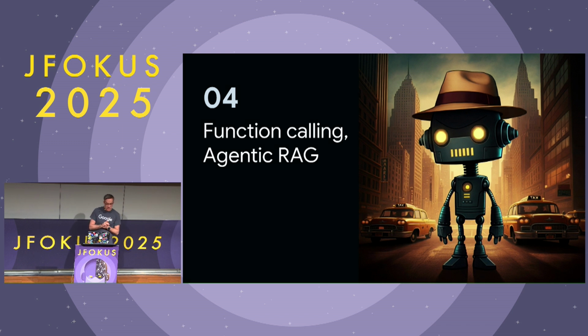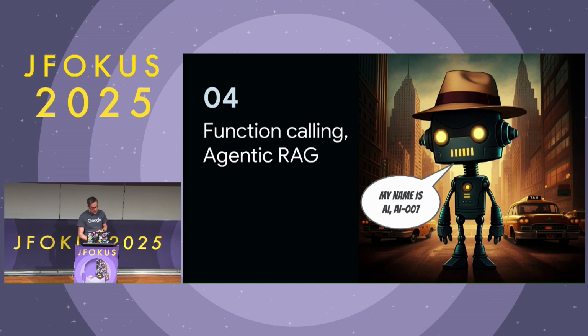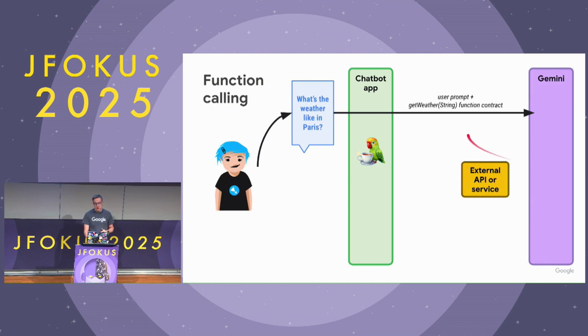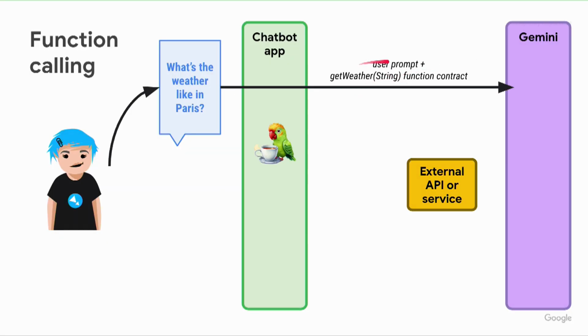So I'd like to talk about function calling and agentic RAG. Agents, you're going to hear about agents a lot this year, I think. Function calling works like this. It's a way to extend the knowledge of an LLM by giving access to some functions. So for example, let's say I want to ask what's the weather in Paris. It's going to ask the LLM the question, what's the weather like in Paris, but it's going to give access to a function.